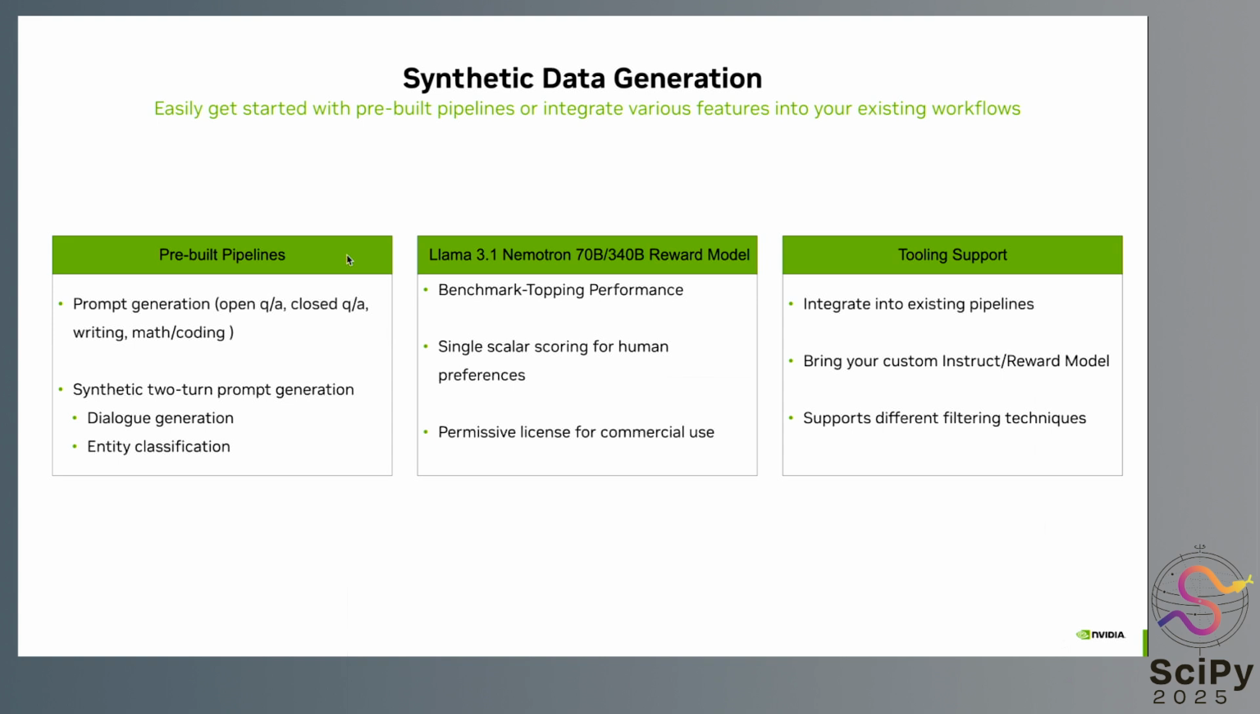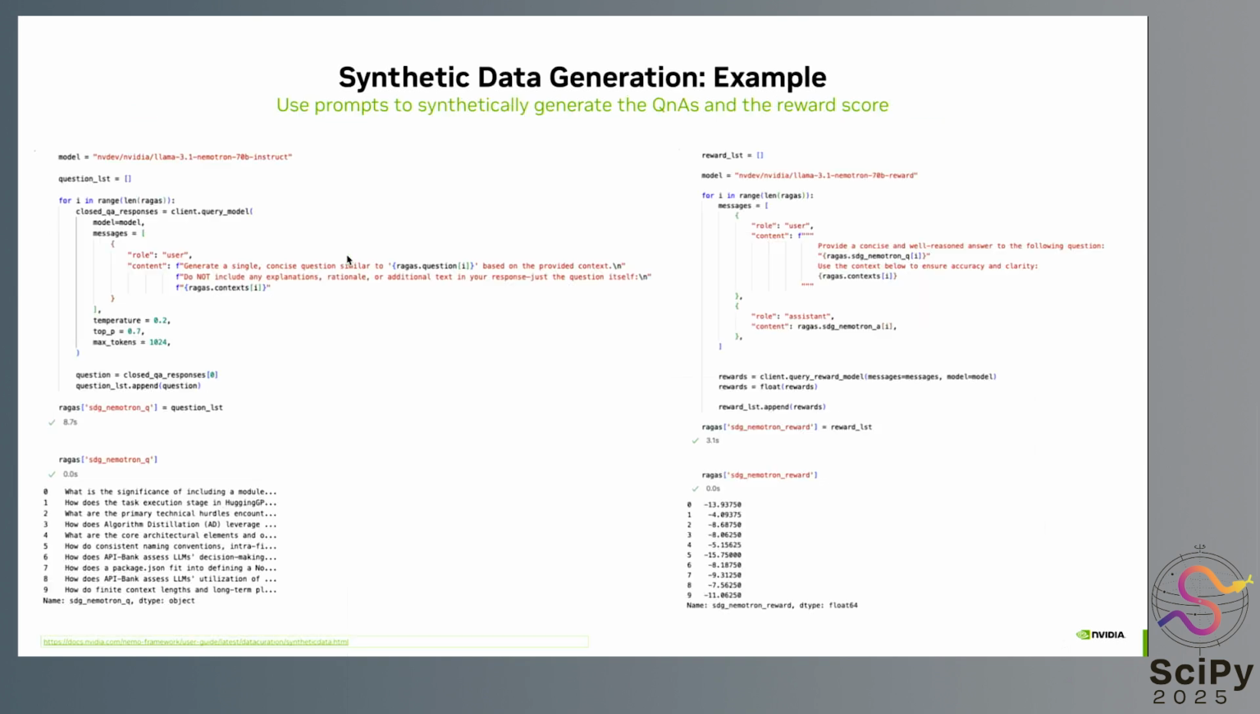As for the tooling support, currently it has been integrated into the existing pipelines, and it's made highly modular, so you can bring your own instruct or reward model. You don't have to use NVIDIA's models. You can find models from Hugging Face. And it can support different filtering techniques as well.